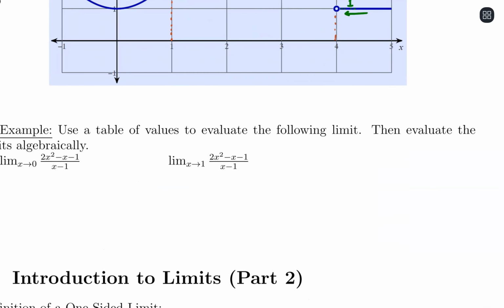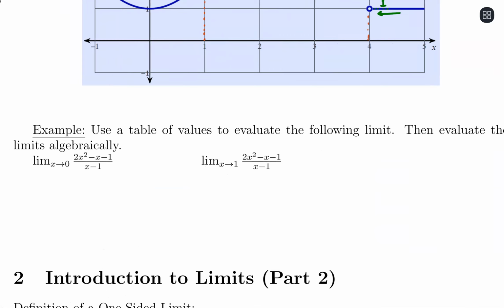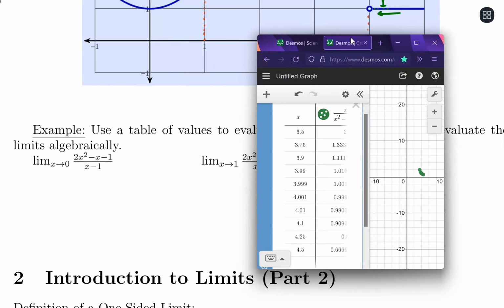All right, our last example here is to evaluate these, and what we can do is use a table of values. So I'll go and show kind of more examples with Desmos and how we can do this. So we have two limits that we're evaluating here. Let me get my Desmos graphing calculator.